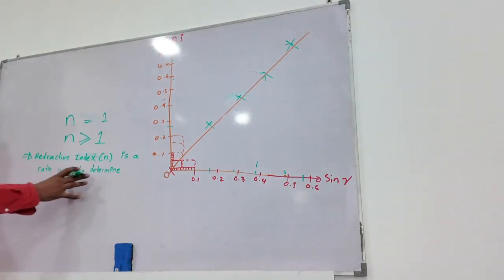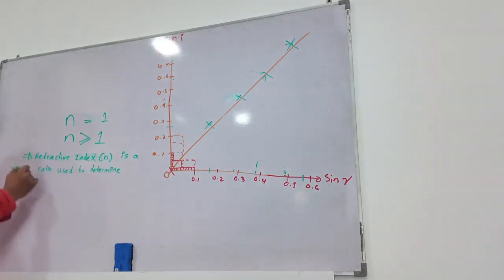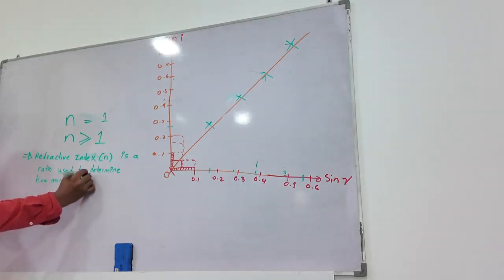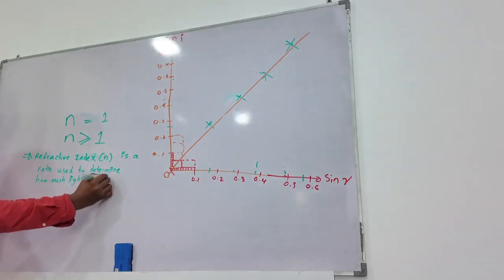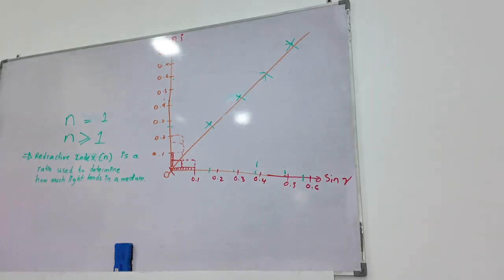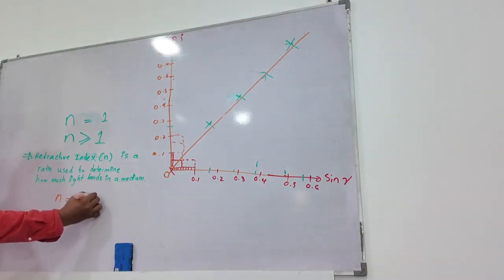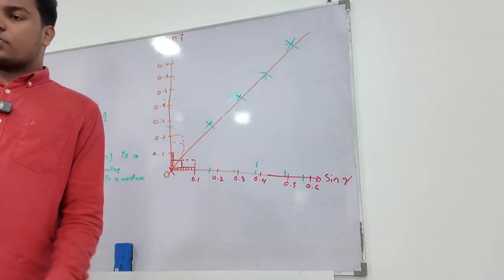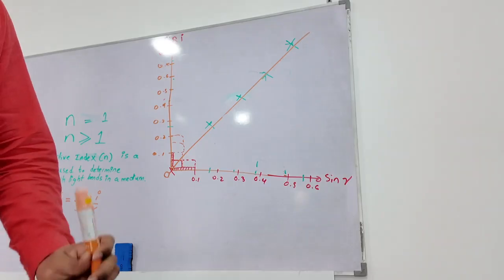Okay, right. Refractive index is a ratio used to determine how much light bends in a medium. In a medium, it's that easy. That is what is meant by refractive index. Then you have to also understand the equation to calculate this refractive index. In most common scenarios, refractive index n is equal to sine I over sine r. Is it clear? So they are saying in the question, from the graph calculate the refractive index of glass.